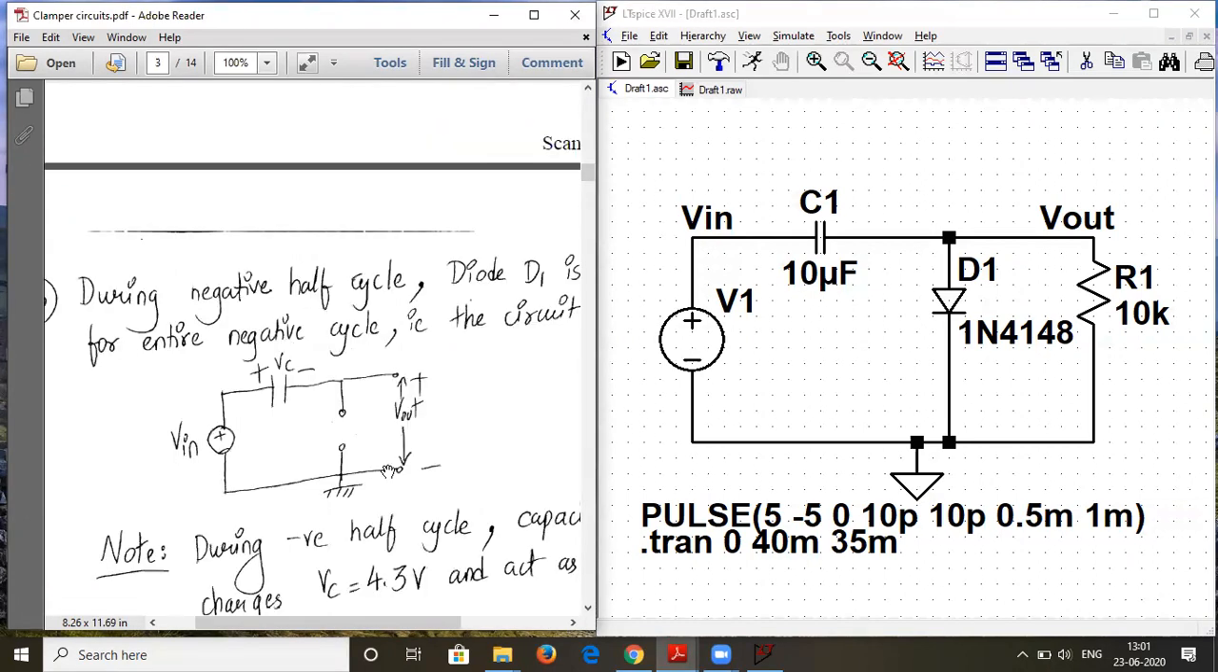So whenever the diode is off, the diode can be replaced by an open circuit. That means the diode is off. Open circuit means we do not remove the diode physically. It so happens that when the diode is off, it has a very high impedance, and very high impedance is represented by an open circuit. So that's what it means.